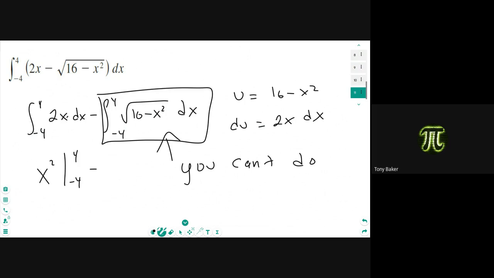Actually, let me see. I don't think that problem can be done. Oh yeah, we have to do trig substitution. Chapter 7.3. You learn how to do that problem. But what's that make?